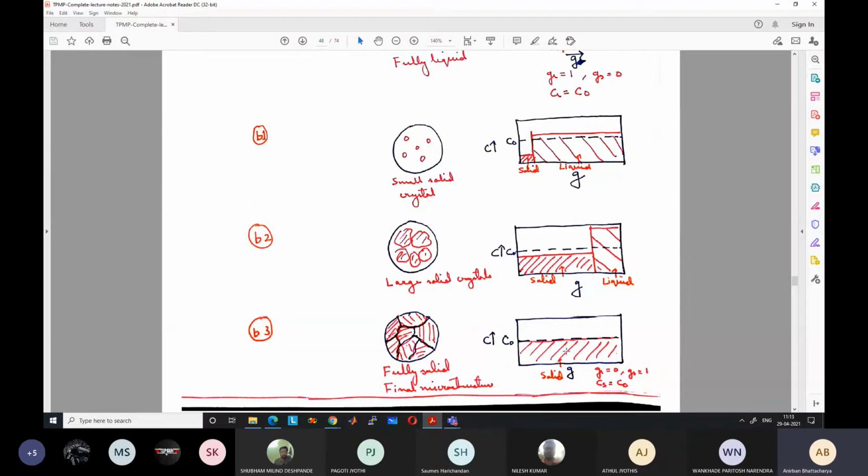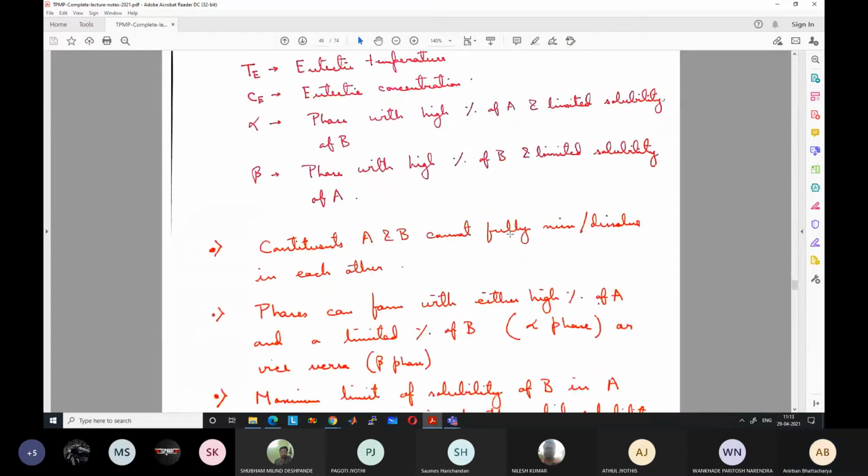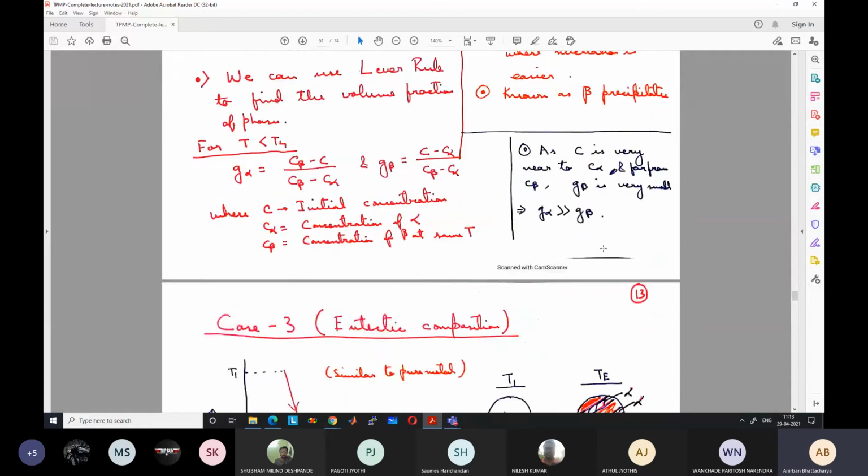So in solid, the diffusivity is not infinite. Solid diffusivity is very less in general, because it is very difficult for the atoms to move, because the atoms are restricted to their spaces. In contrast, in the liquid, the diffusivity is quite high because the atoms can move freely. Okay, but in the solid, the diffusivity is less. So we need infinite time for equilibrium solidification. So a better assumption is that there is not sufficient time for diffusion in solid to occur. So let us come back to that case again.